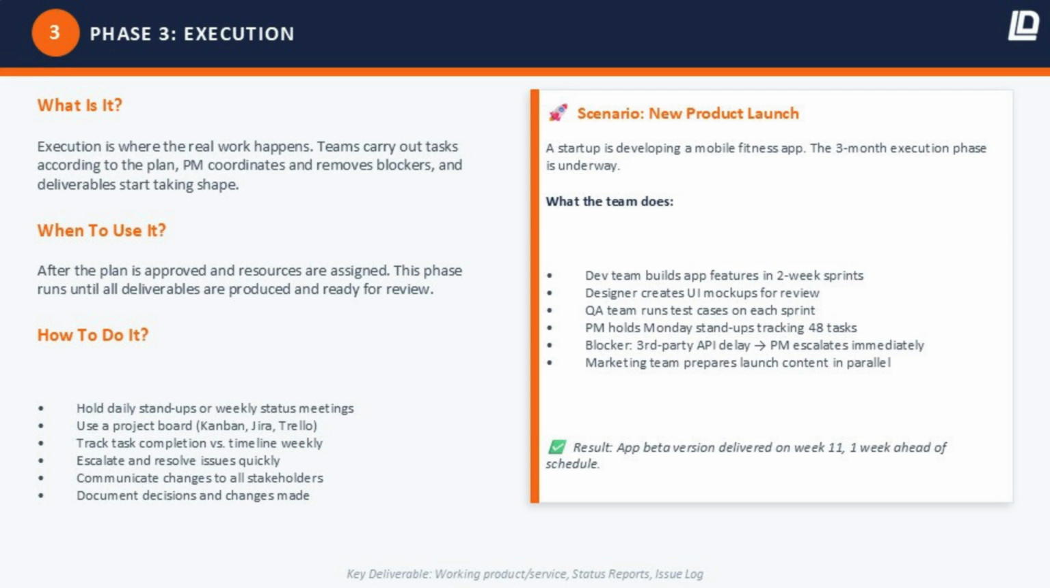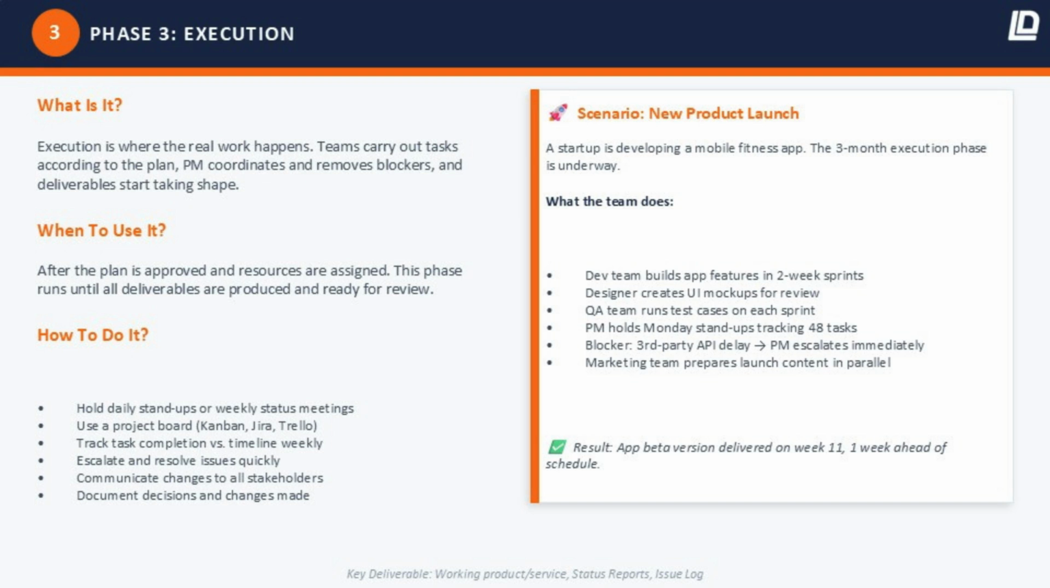This is where the work actually gets done. The plans get put into motion. The team starts building, creating, delivering. But here's a misconception I want to bust right now. Execution is not just everyone goes off and does their tasks. That's a recipe for chaos.